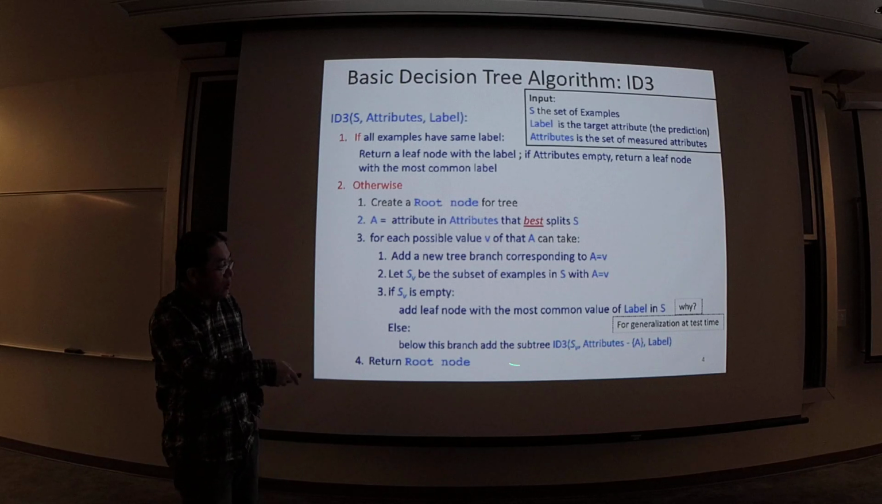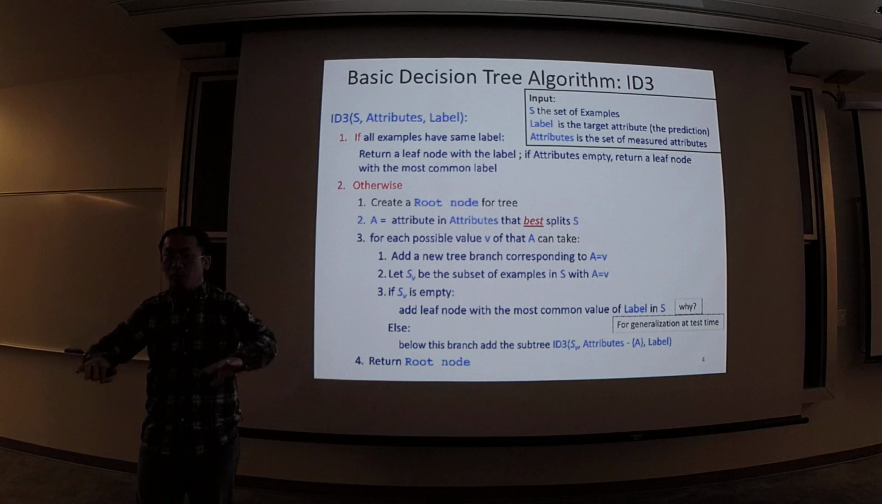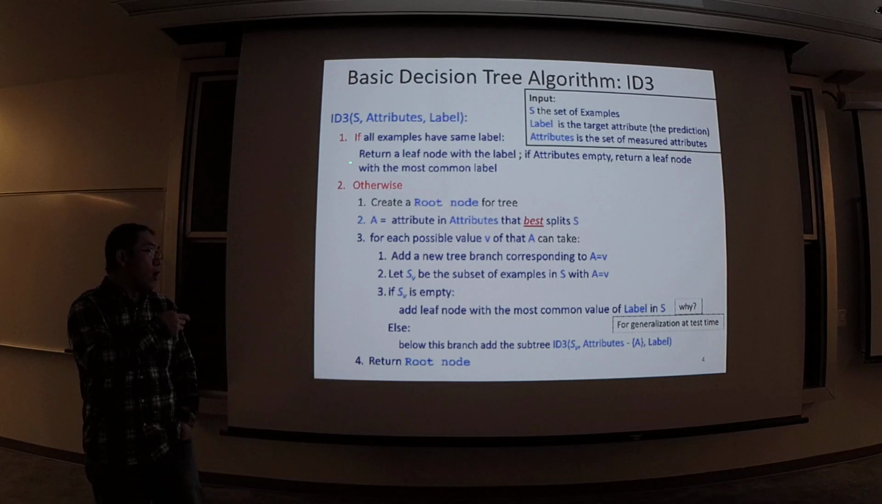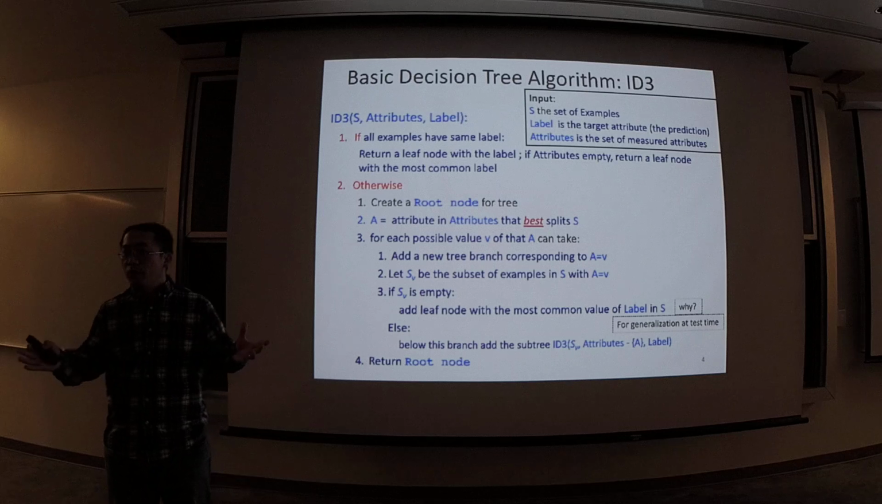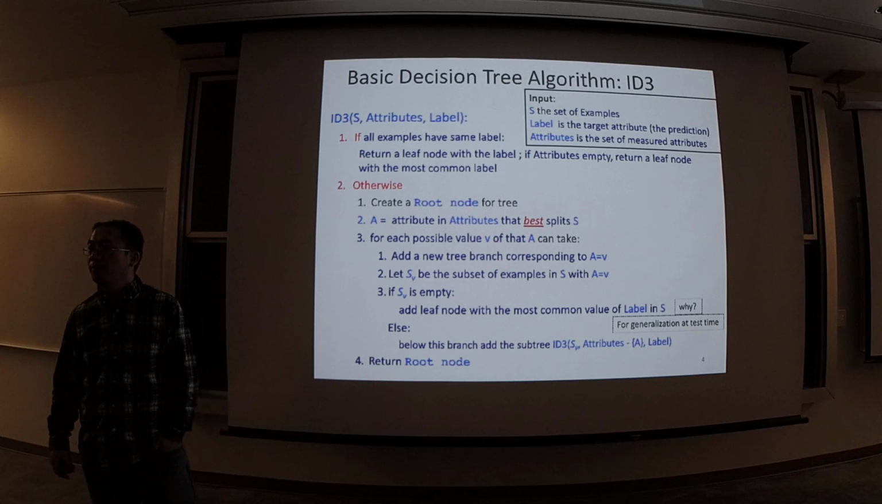So now we can say, okay, recursively call itself and expand trees and create new nodes and branches until all the stopping criteria are met. That means you reach all the leaf nodes. You finish tree construction.